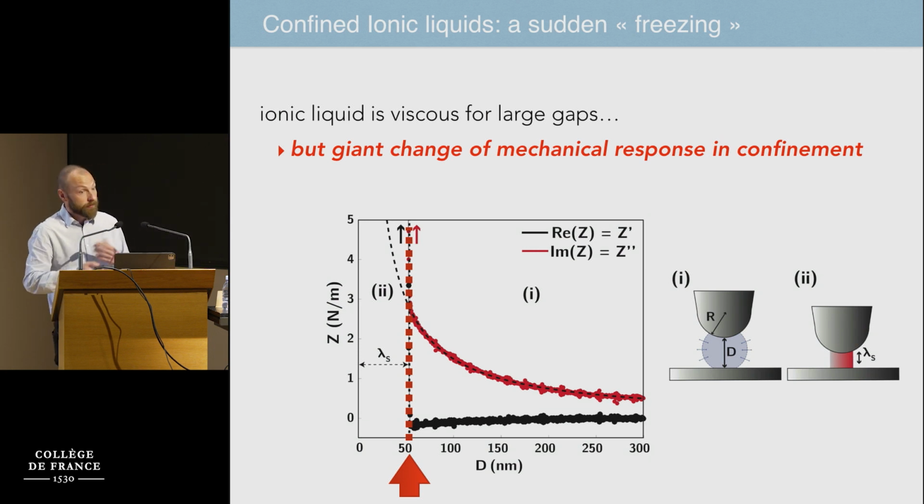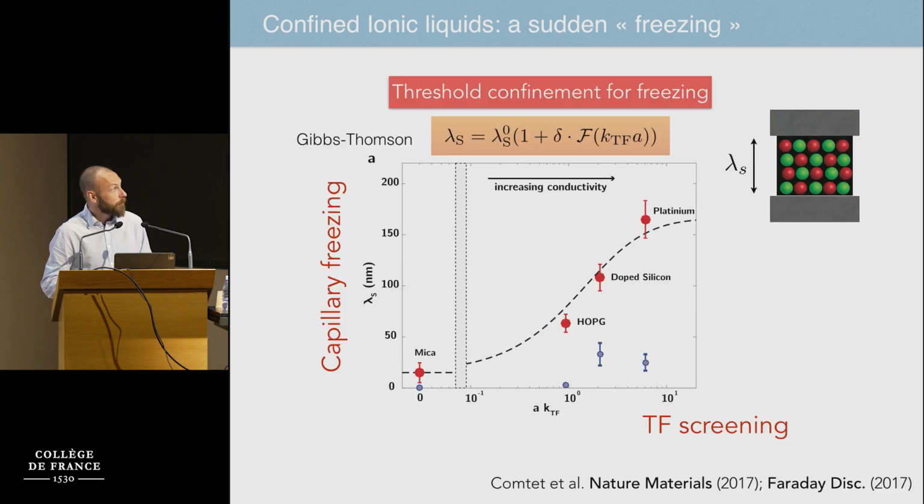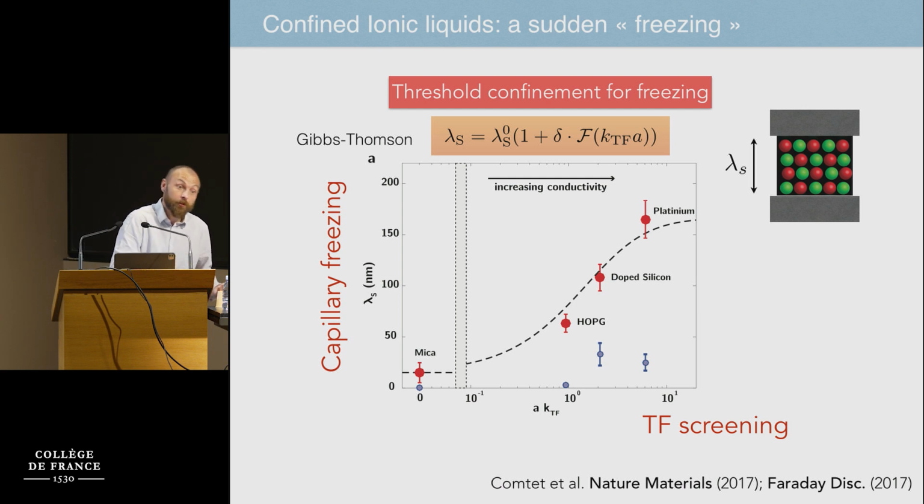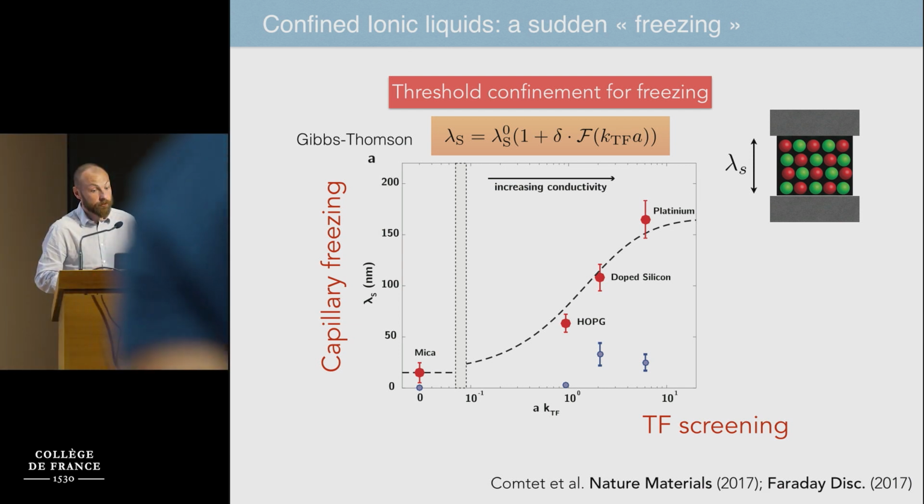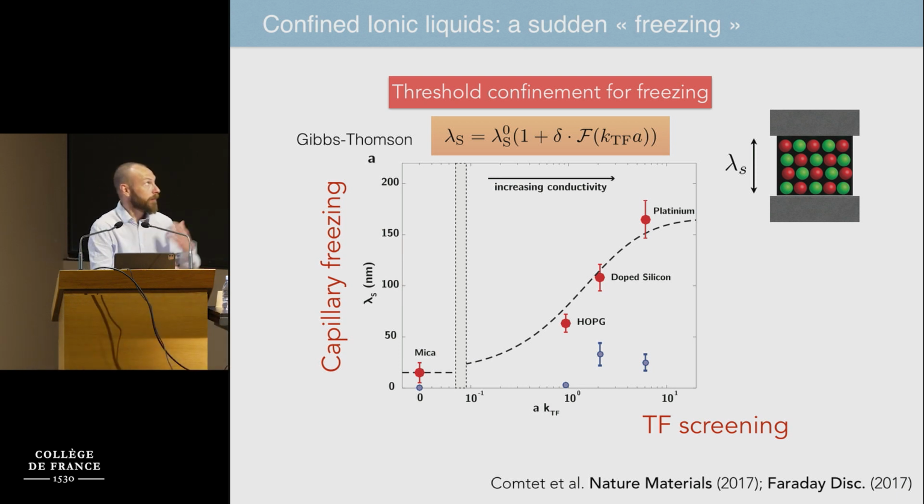So we did this experiment for different samples, for different surfaces. Here, for example, we used an HOPG, which was nice because it is very flat. Then we tried to understand what is happening when you change the surface. The first idea was to investigate if the electronic properties of the surface could have an impact on this critical confinement distance. So we performed this experiment with mica, and we observed that this critical confinement length was on the order of a few nanometers.